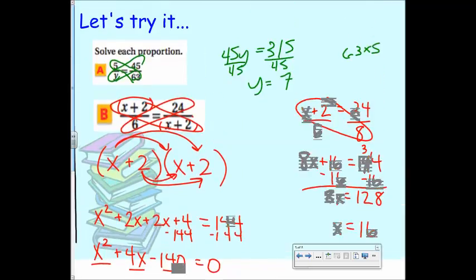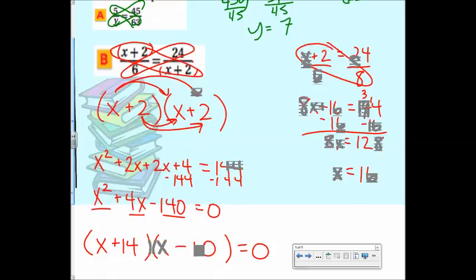Again, how do you know when you're going to need to do this? When there's an x squared. Okay, so you get it equal to 0 and then break it down. And that's factoring. So if you guys have not done a lot of factoring, again, this is what you need to be really familiar with before you go to Algebra 2.